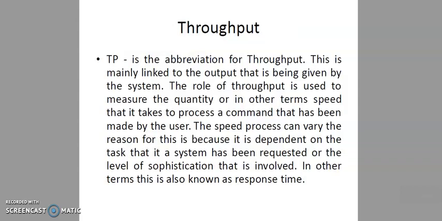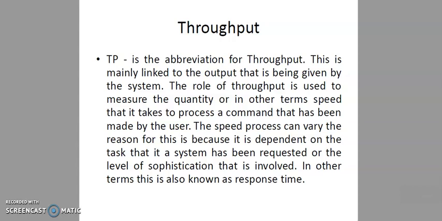The next model type is throughput. TP is the abbreviation for throughput. This is mainly linked to the output that is being given by the system. Throughput is used to measure quantity, or in other terms the speed it takes to process what a system can carry.